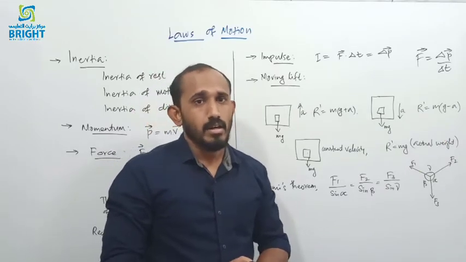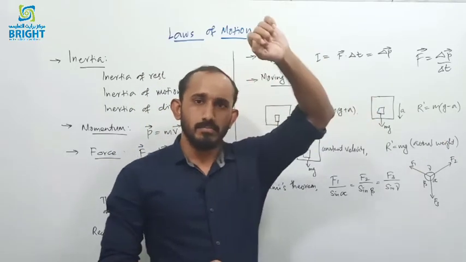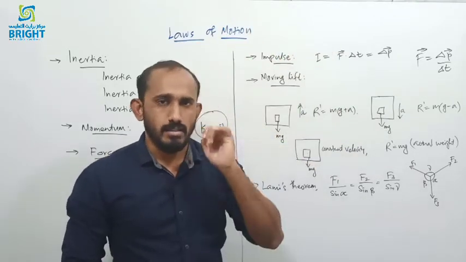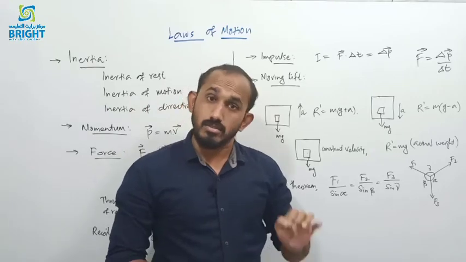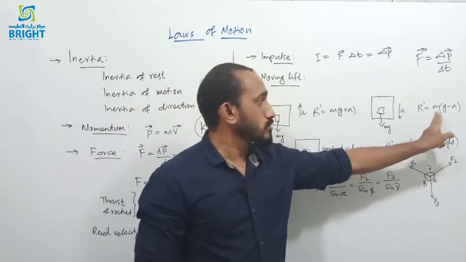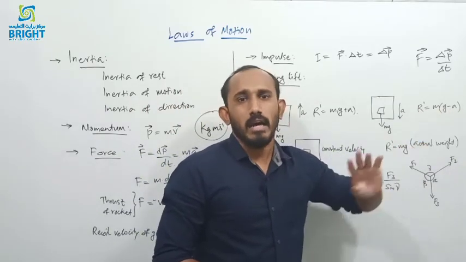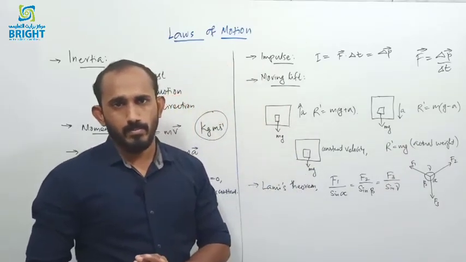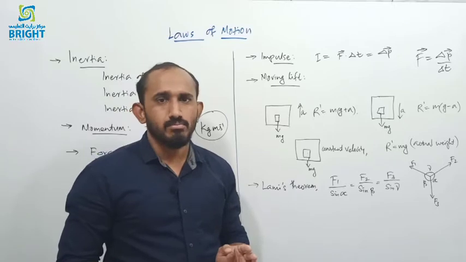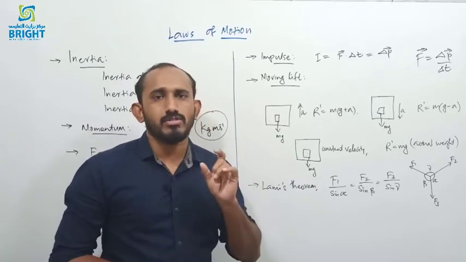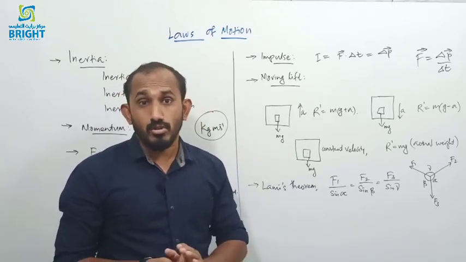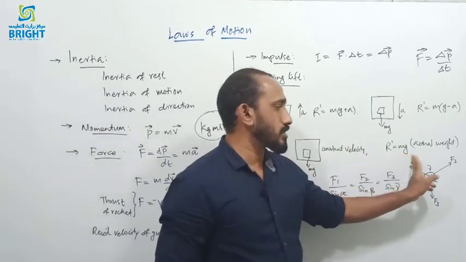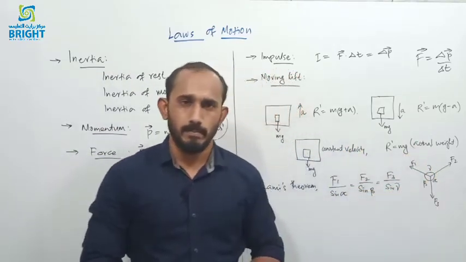Now, if the thread by which the lift is hung is broken, then the lift will fall with the acceleration due to gravity. Then you will feel zero weight. a will become g, so m into (g minus g). That means apparent weight will be zero. You will feel weightlessness. If the lift is moving up or down with constant velocity, meaning it's not accelerated, then you will feel your normal weight, R dash will be equal to mg itself. Your actual weight will be felt.